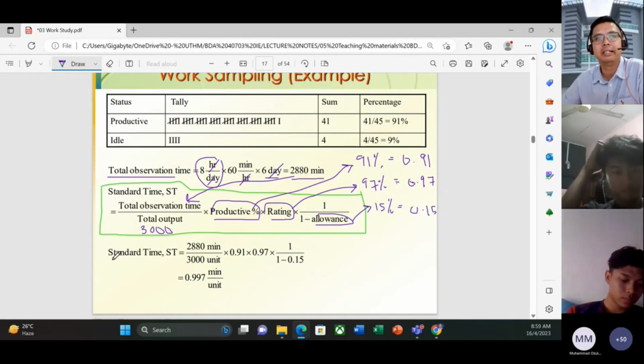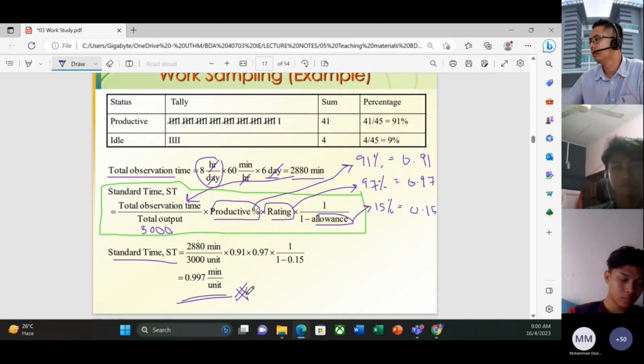Then compute the standard time here. Bring all these things here, then you will get minutes per unit. This is your correct answer. Okay, clear? Any questions so far?